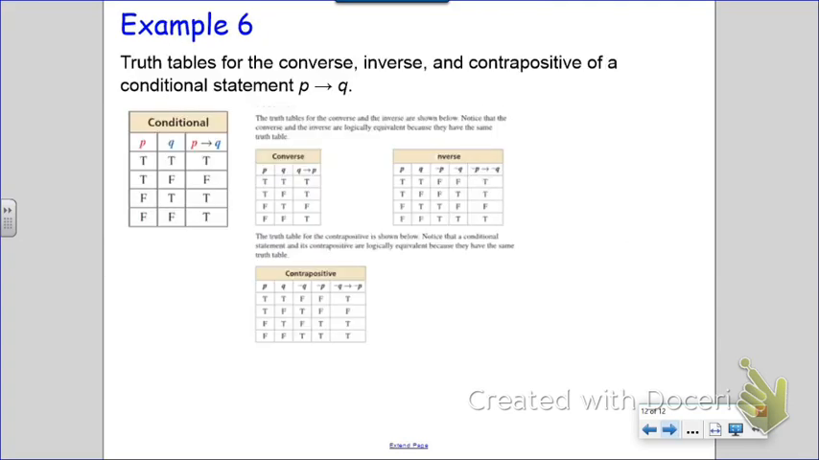And then the last thing I have here are some truth tables that you can take a look at for a conditional, converse, inverse, and contrapositive, which will help you decide whether statements are true or false.